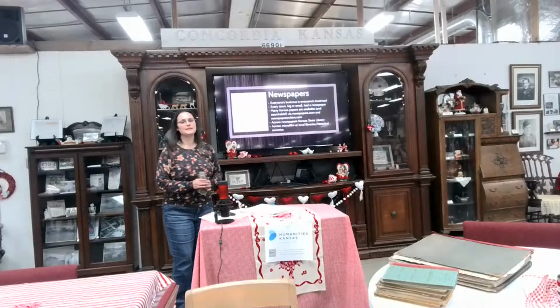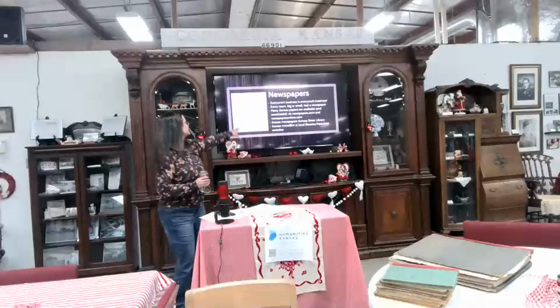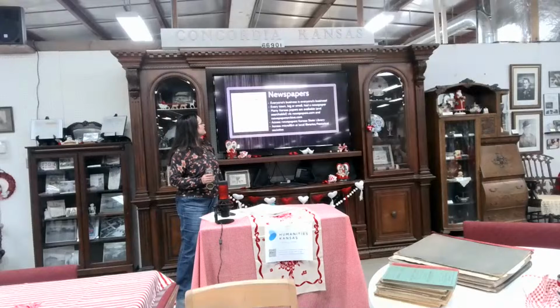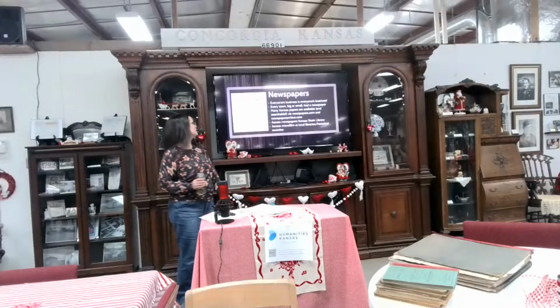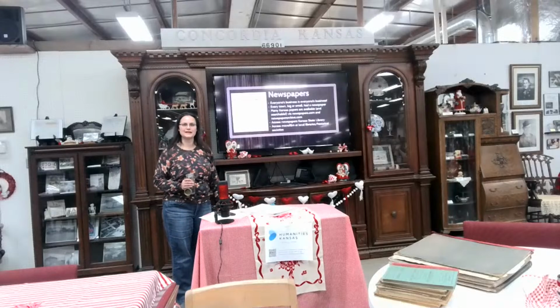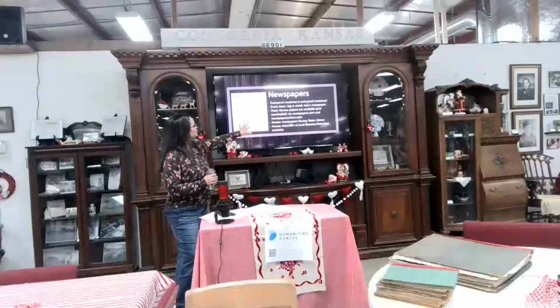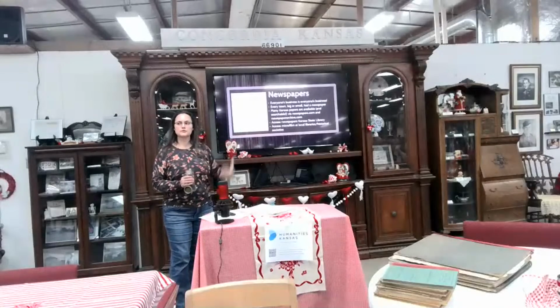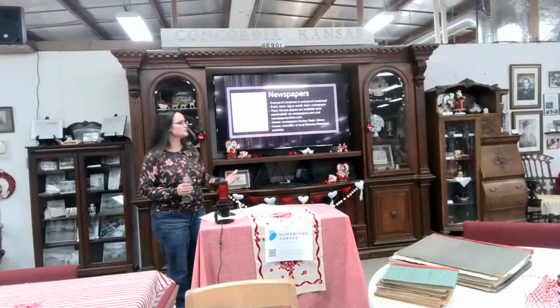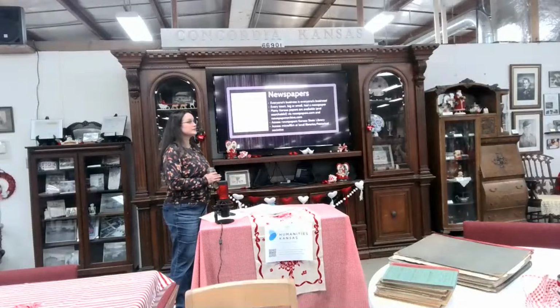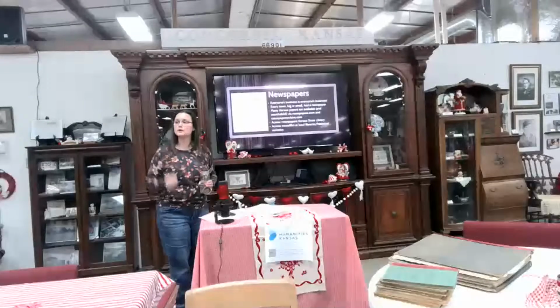Newspapers, and I picked this one because this ad actually tickles me. 17,562 dozen buttons for sale during Button Week. And I find that an oddly specific number. But anyway, newspapers. Every town strived to have a newspaper. Didn't matter how big or small we were. Every town wanted a newspaper. It was proof that you were a real town.